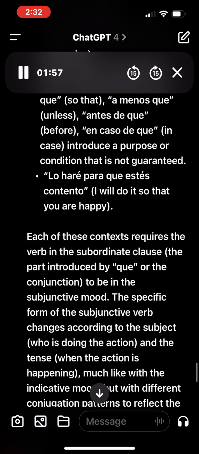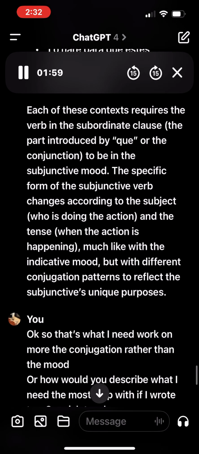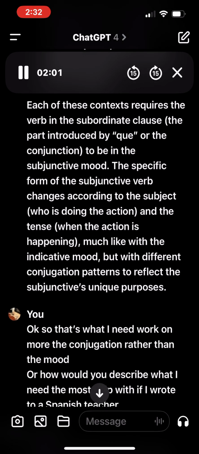Each of these contexts requires the verb in the subordinate clause, the part introduced by que, or the conjunction, to be in the subjunctive mood. The specific form of the subjunctive verb changes according to the subject, who is doing the action, and the tense, when the action is happening, much like with the indicative mood, but with different conjugation patterns to reflect the subjunctive's unique purposes.